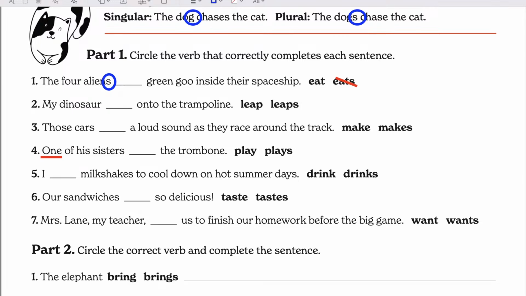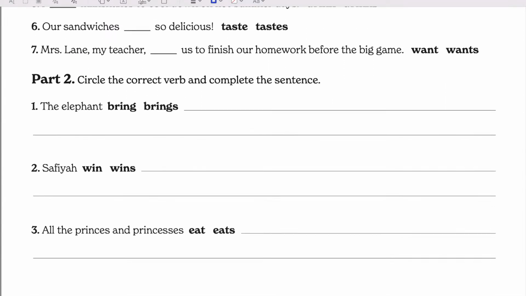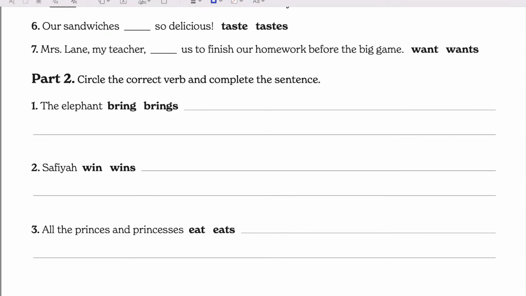And there is part 2. Circle the correct verb and complete the sentence. The elephant bring or brings. What did the elephant bring or brings? Sophia win or wins. What did Sophia win or wins? All the princes and princesses eat or eats. What do they eat or eats?